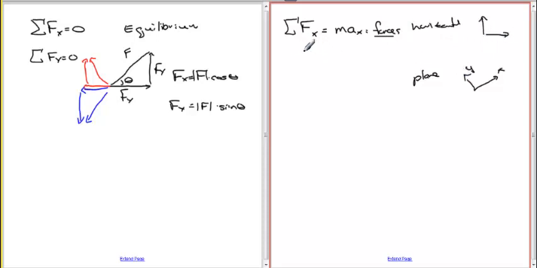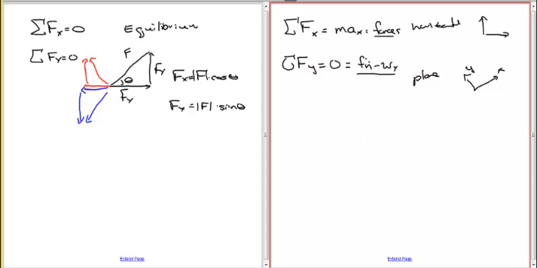Now, in the y direction, for horizontal movement or for motion on a plane, the sum of the forces equals 0. So then you list your forces. Typically, you have a normal force and you have a weight of some kind, W sub y.